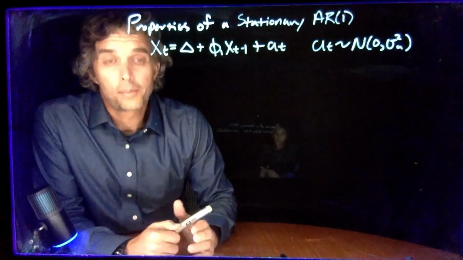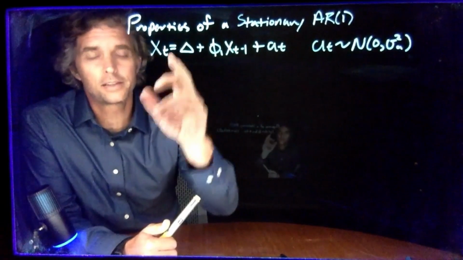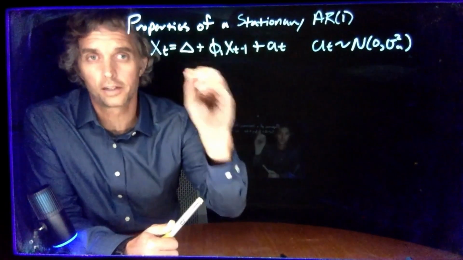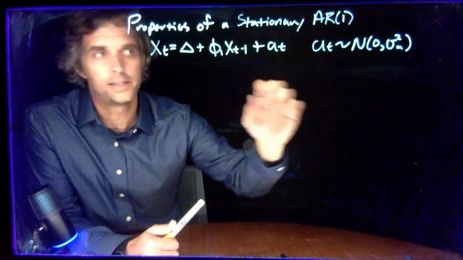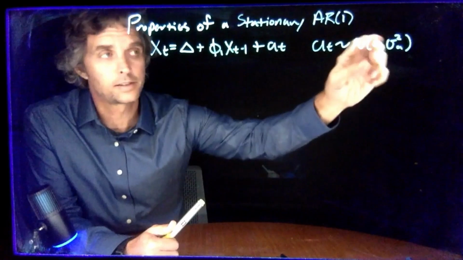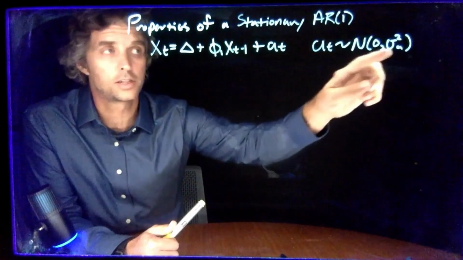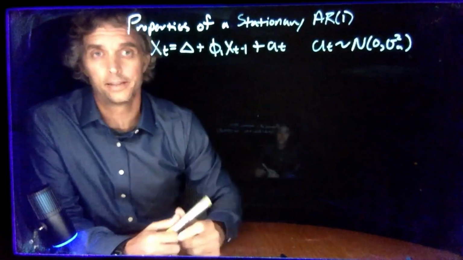Let's talk about the properties of a stationary AR1. Our AR1 is defined to be xt equals delta, which I'm calling a constant, plus phi1 xt minus 1 plus at, noting that the at's are normally distributed with mean zero and variance sigma squared A, paying close attention to that subscript of A, meaning that that's the variance of the at's.